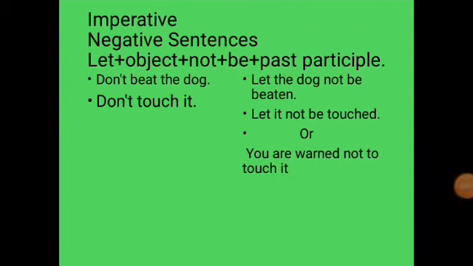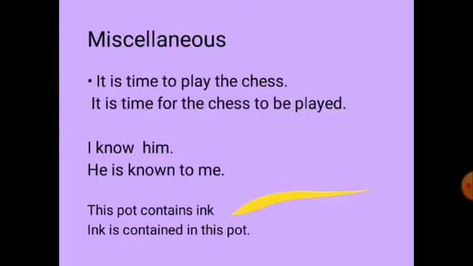Imperative negative sentences. Structure: let, after that object, after that not, then be, and at last past participle. Examples: don't beat the dog. Let the dog not be beaten. Do not touch it. Let it not be touched. Or you are warned not to touch it.